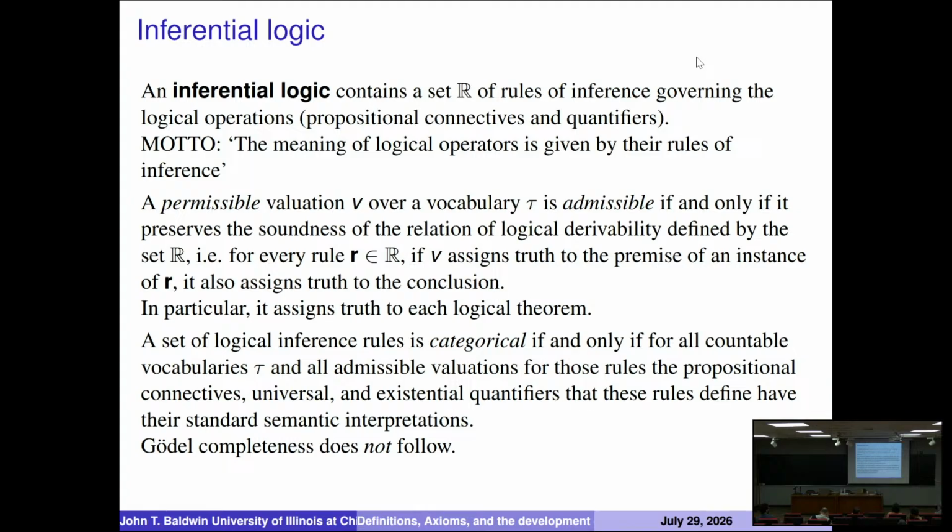and it's categorical if you take any countable vocabulary, all admissible valuations, then the meaning of the truth is what we normally think of. Here, the Robinson-Tarski kind of notion. It doesn't imply Gödel completeness. And in fact, one of our questions, we don't know whether the logics we're talking about are Gödel complete. They probably aren't, but we don't know.